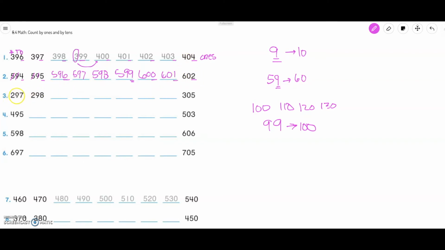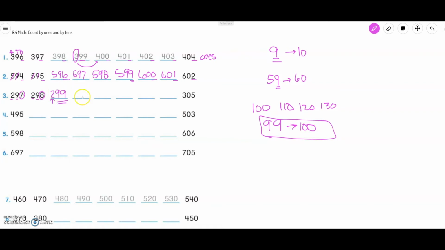Okay, so again, I have 297, 298. My hundreds is the same, my tens is the same. So again, we're looking at our ones. 7, 8, and then I copy 290. And what's the next number? 9. Oh, ding, ding, ding. Here I am at 99 again. So I'm back here. If I'm at 99, I make the new 100, but I'm at 200.